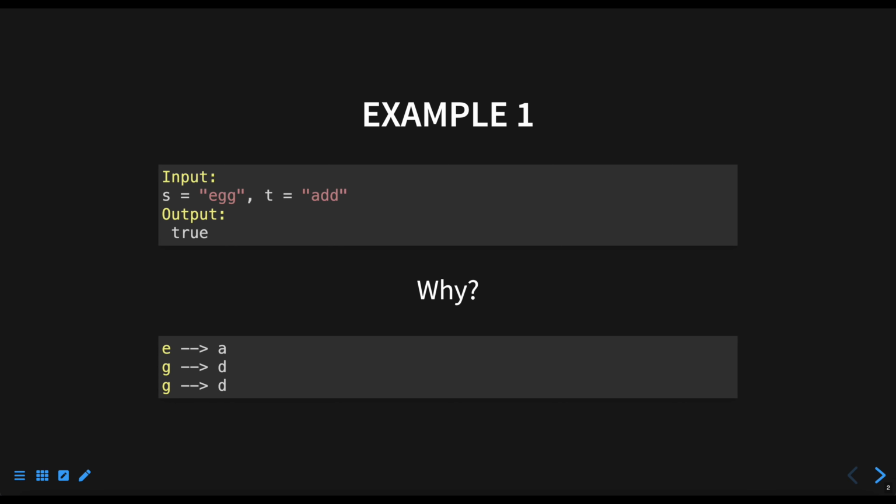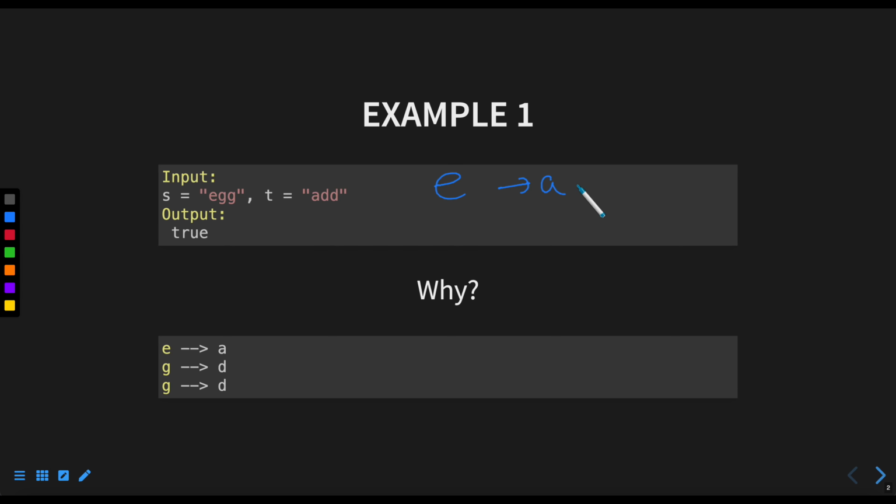So let's look at an example here. We will iterate over the first string. Say the first character is e, and we see that our map is empty and e is not found. So we will just add e to the map and map it to a. Now the next character is g. g is also not present in the map, so we will again put it into the map, and it maps to d.